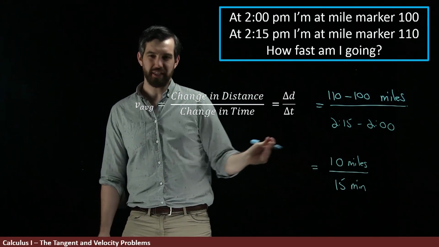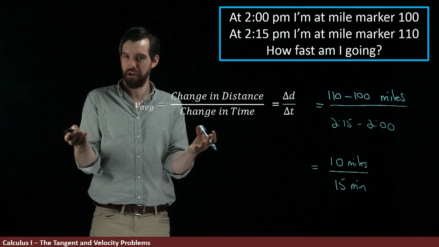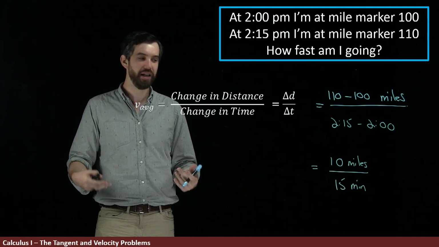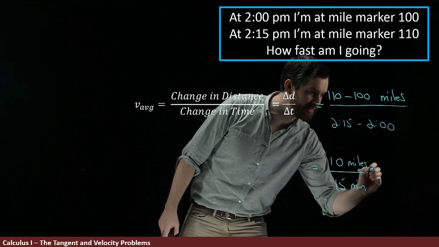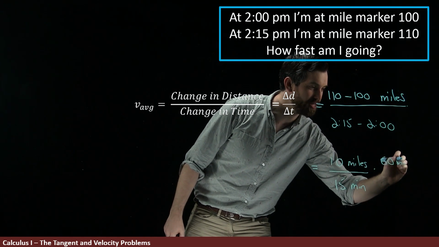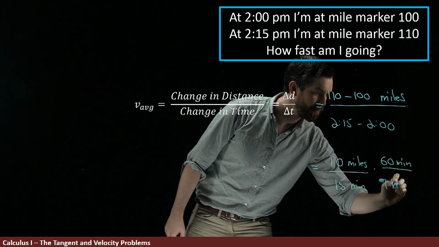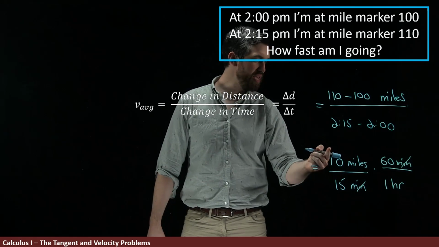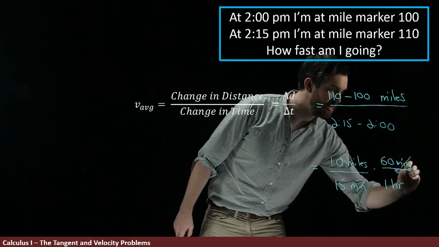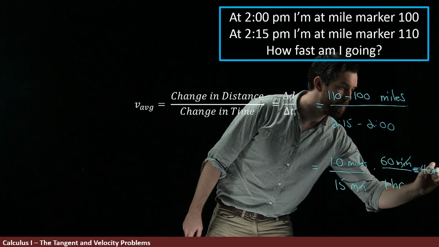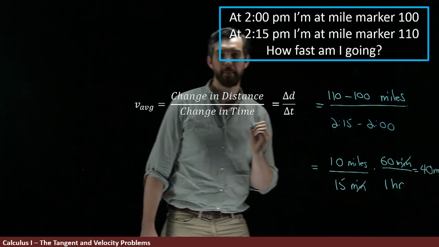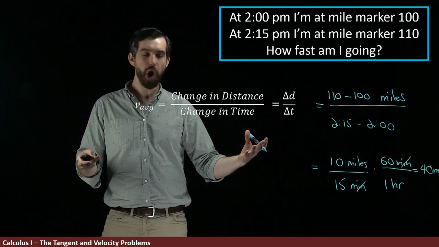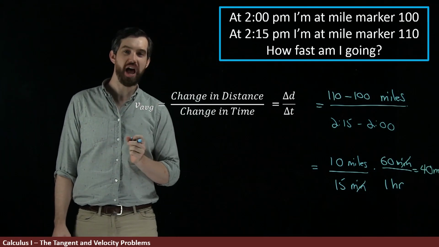Now, this answer is actually perfectly acceptable. It's just that we don't typically give speeds in miles per minute. We normally give them in miles per hour. So I can do a little unit conversion here, and I can say that there are going to be 60 minutes inside of 1 hour. And then the minutes are going to cancel. And this is going to be 600 divided by 15. And so this is going to be 40 miles per hour. So this is one way to answer this. This is the average velocity over this 15-minute time interval.